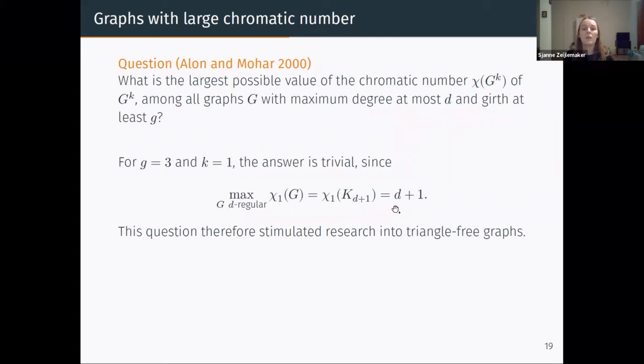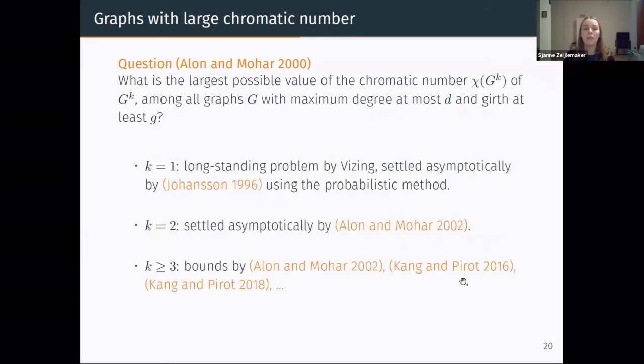So even for k=1, this already sparked a lot of research into triangle-free graphs. And for larger k, the question became even harder. So k=2 was already a long-standing problem from Wegner. This was already settled using the probabilistic method. And the case k=2 was also settled asymptotically. But for k at least 3, basically the question is still open, and we only have some lower bounds.